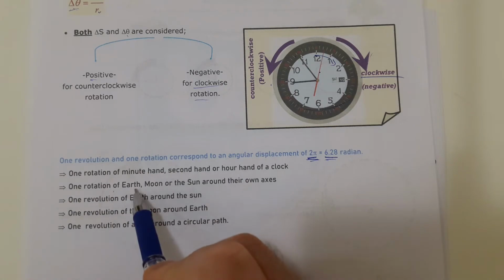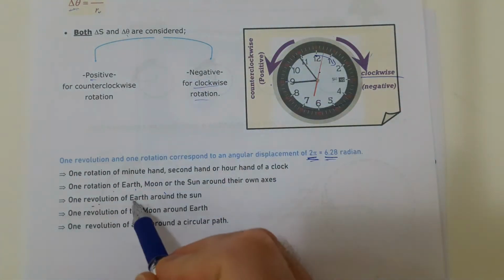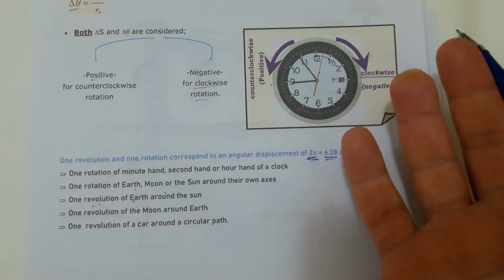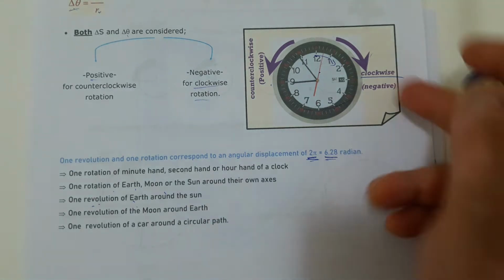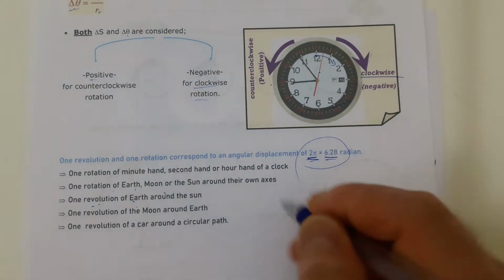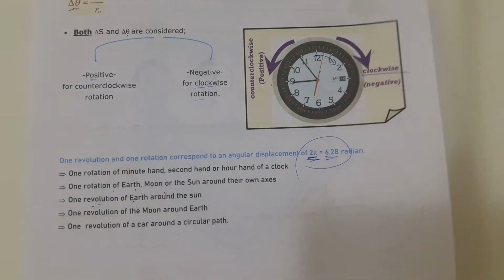One rotation of the Earth, Moon or Sun around their own axis. One revolution of the Earth around the Sun. One revolution of the Moon around the Earth. One revolution of a car on a circular track. All of them have the same angular displacement, which is 2 pi radians or 6.28 radians.